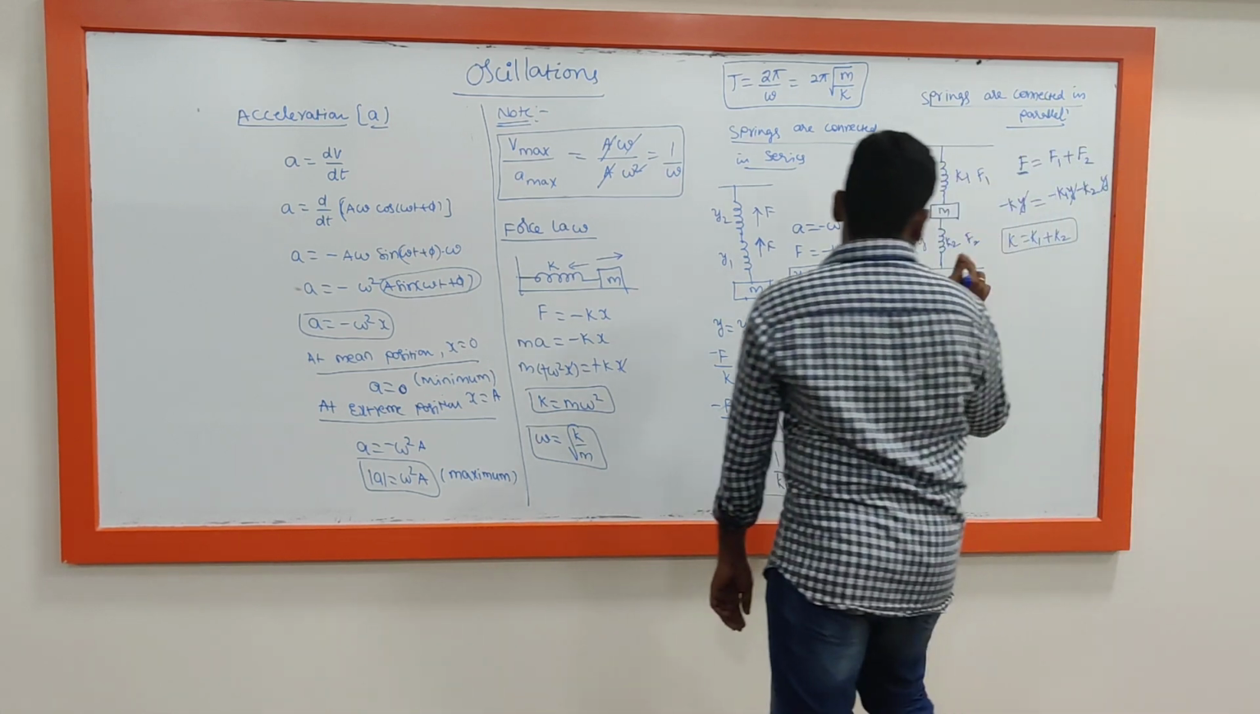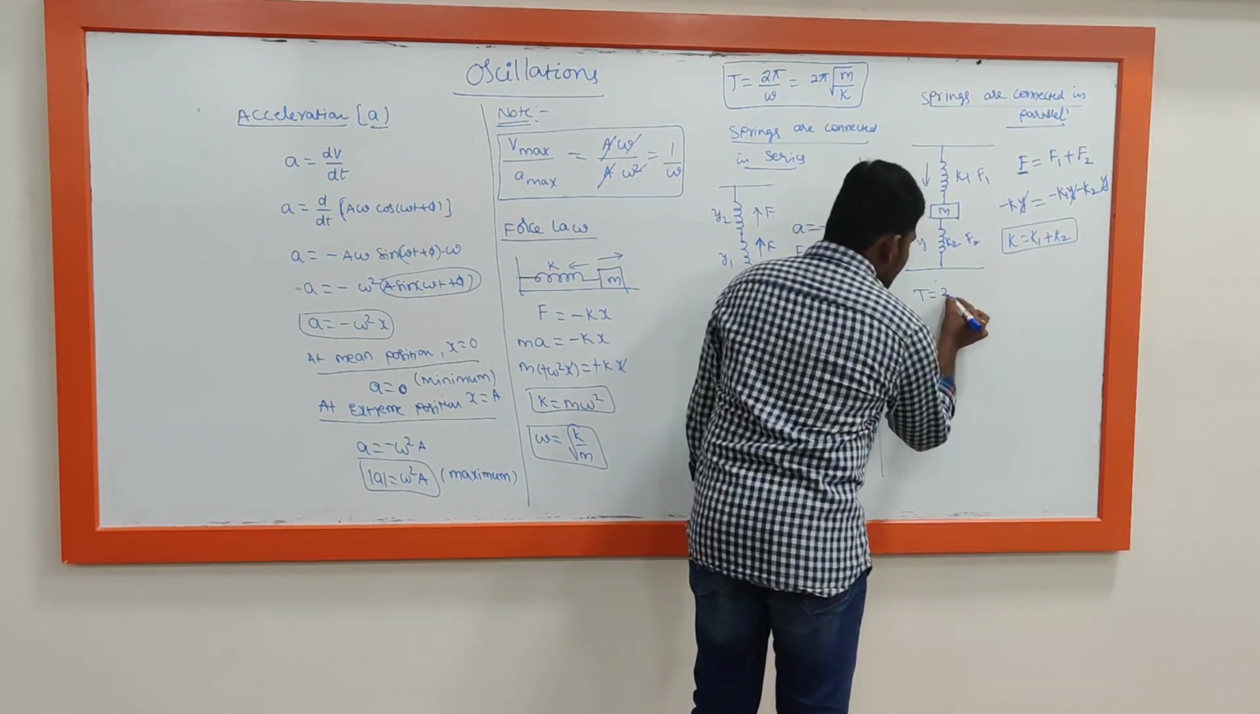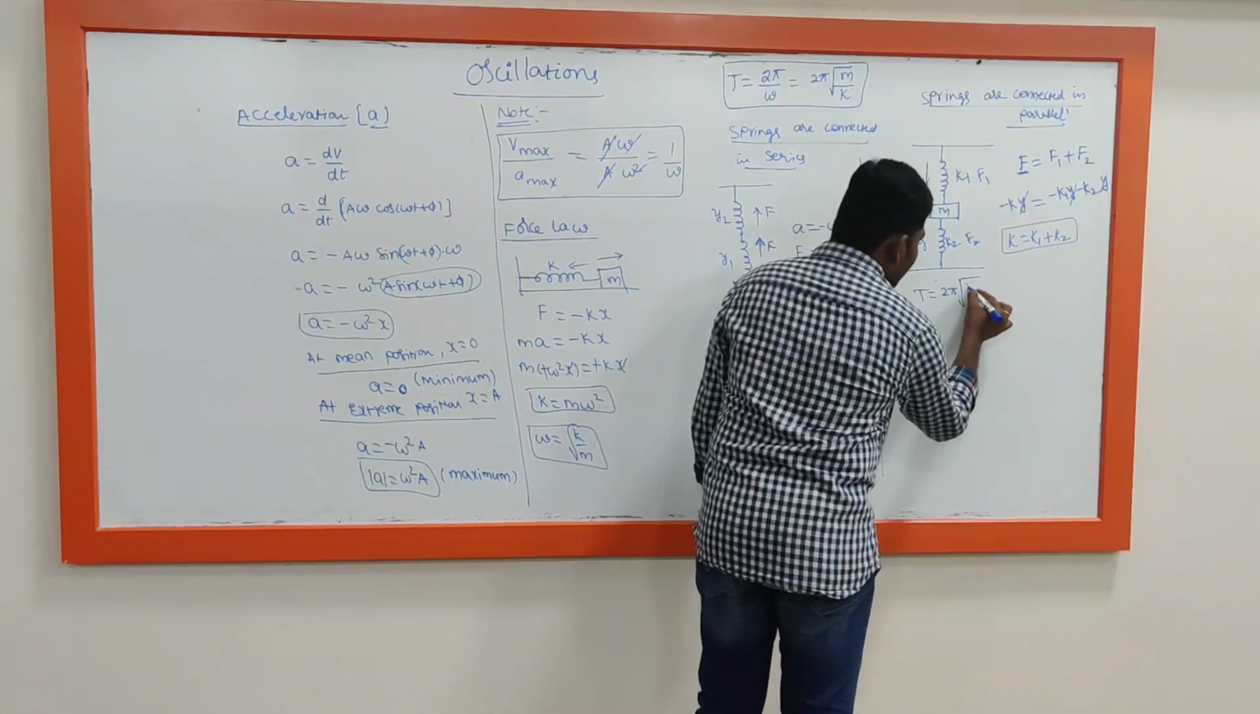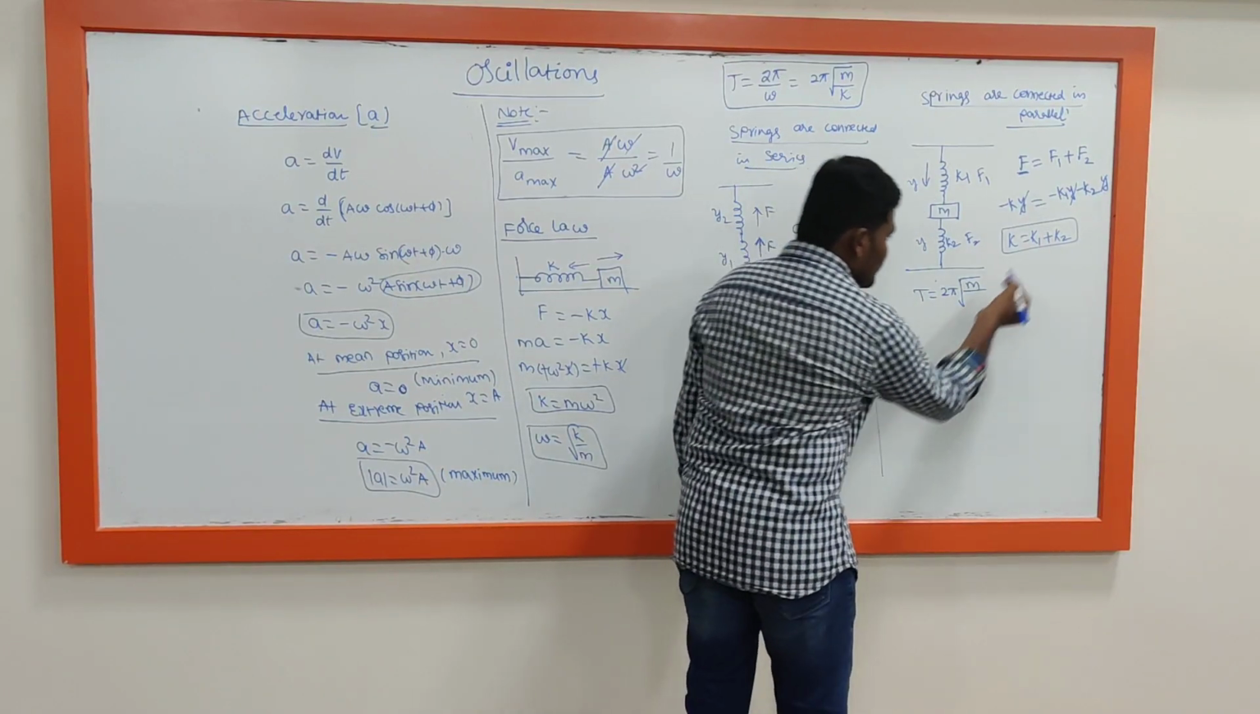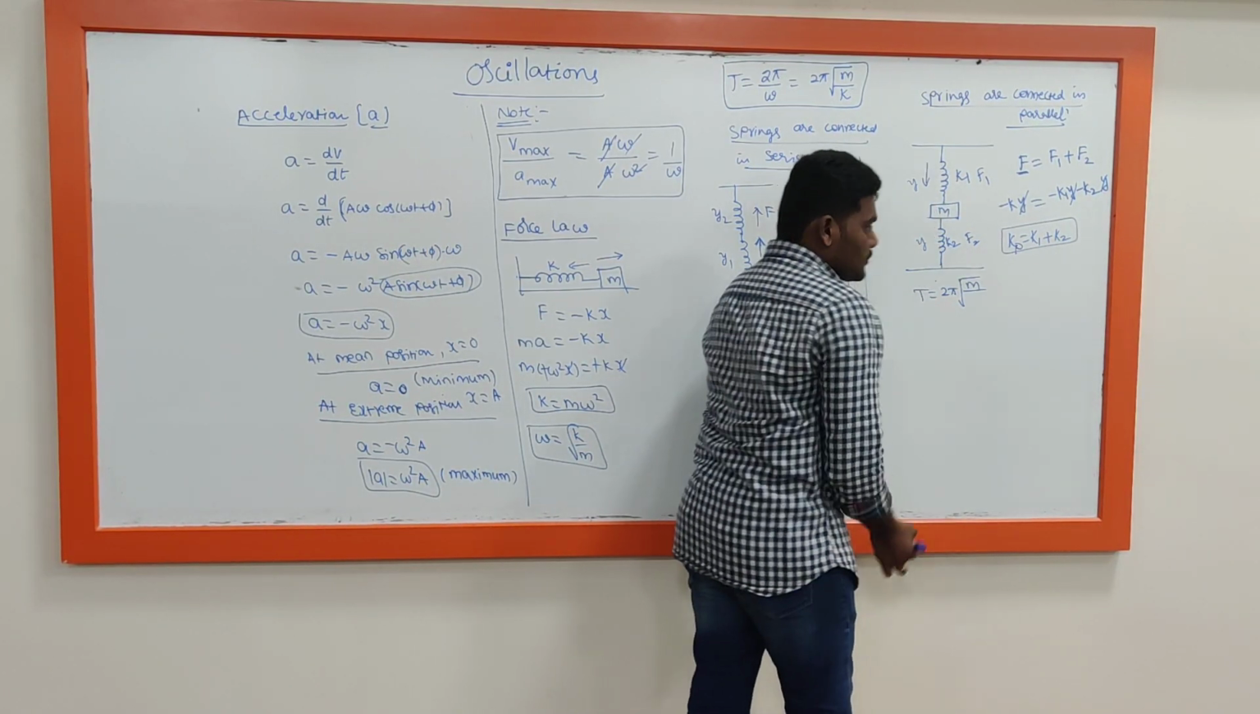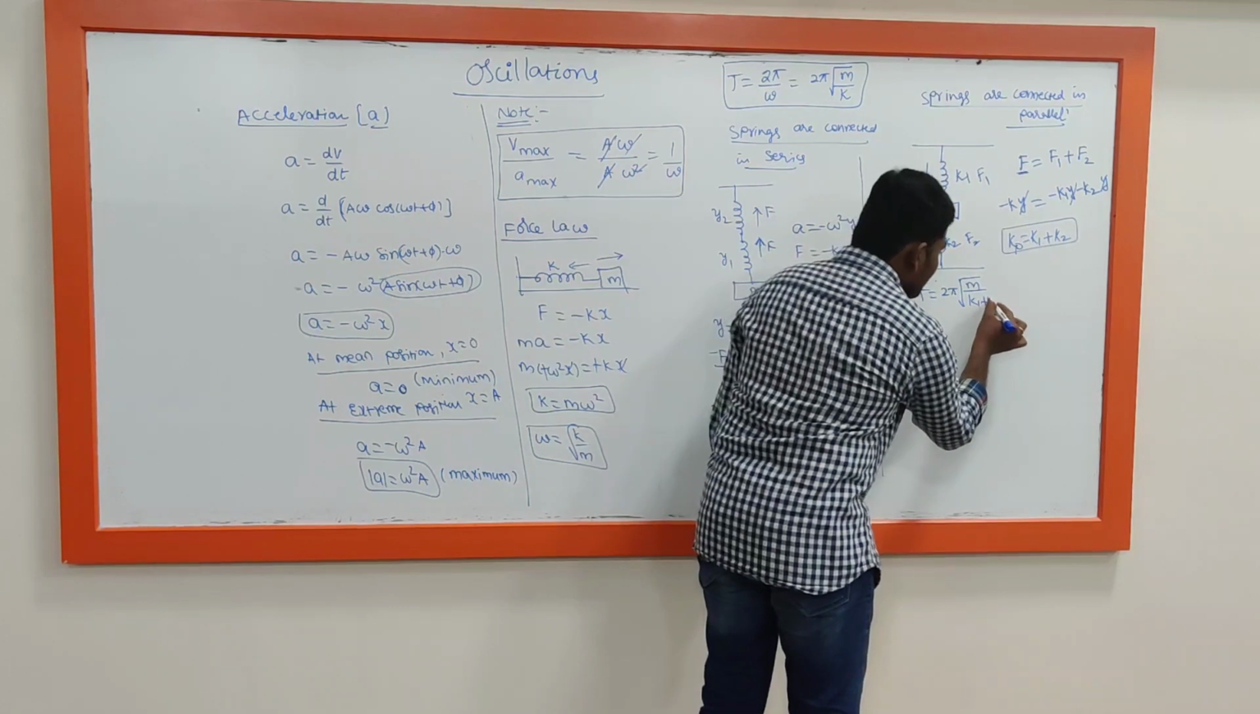Then the time period will be 2 pi into square root of m by K. You can write K, when it is in parallel, as K1 plus K2. So you can write square root of m by K1 plus K2.